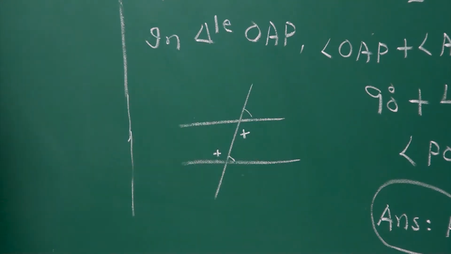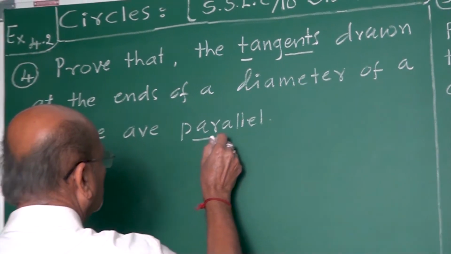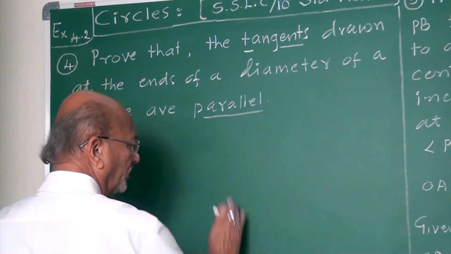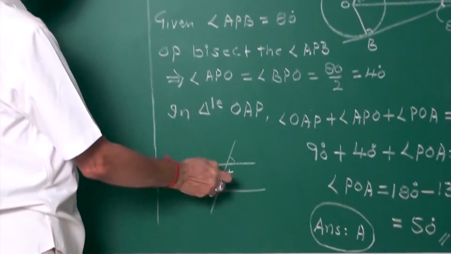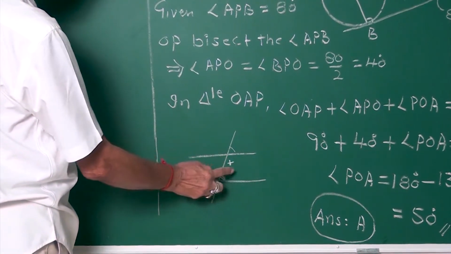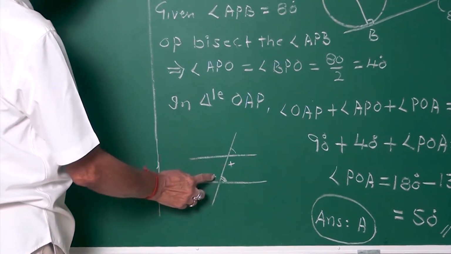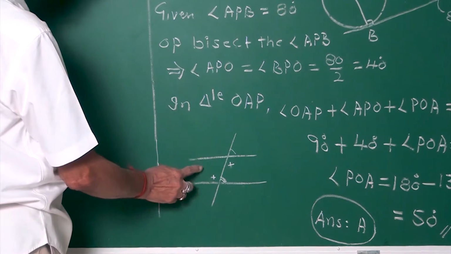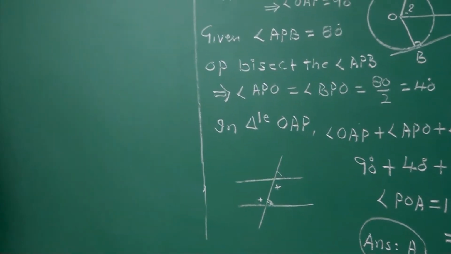I tell you, my friends, you want to prove tangents drawn at the ends of the diameter are parallel. In proving, we use this. One is corresponding angles: if the corresponding angles are equal, lines are parallel. The other is interior alternate angles: if they are equal, then the lines are parallel. Just to have it in mind.